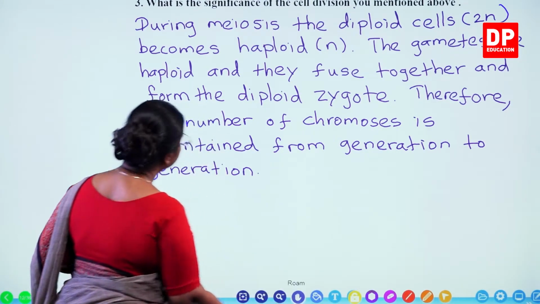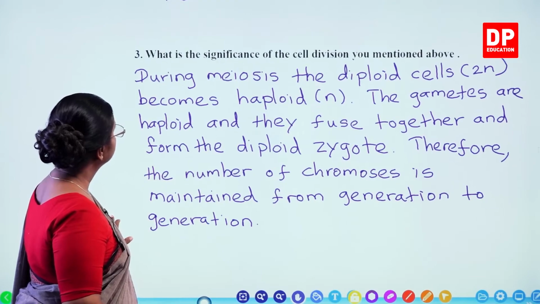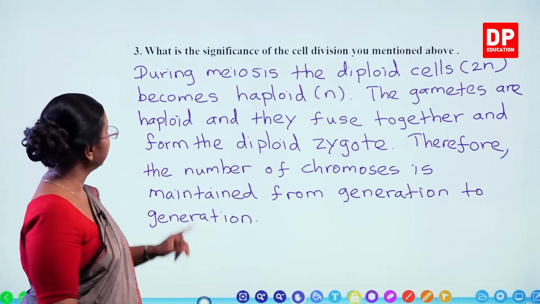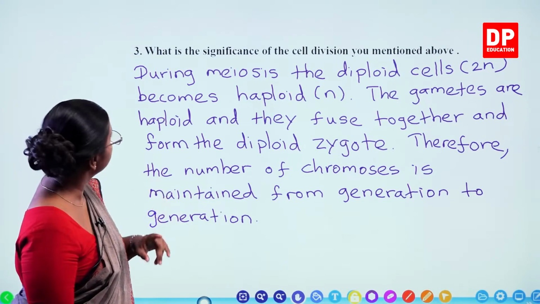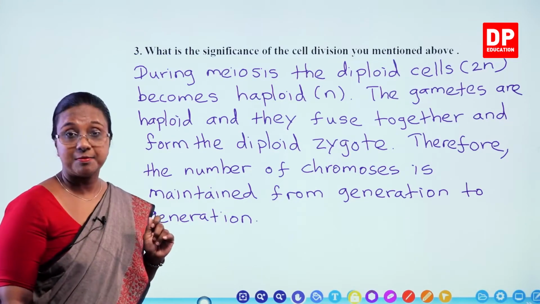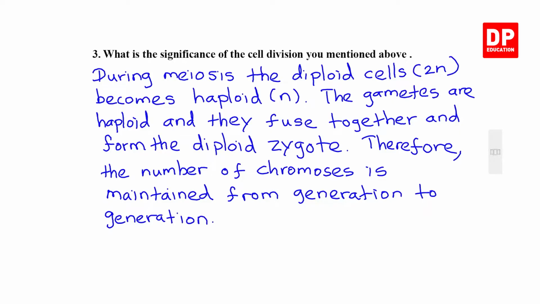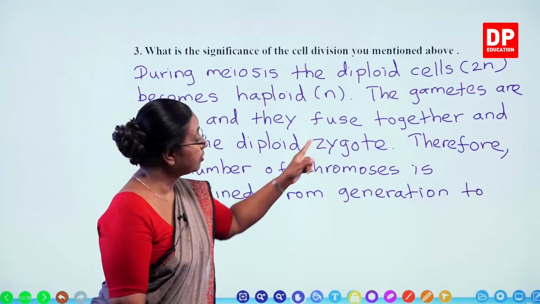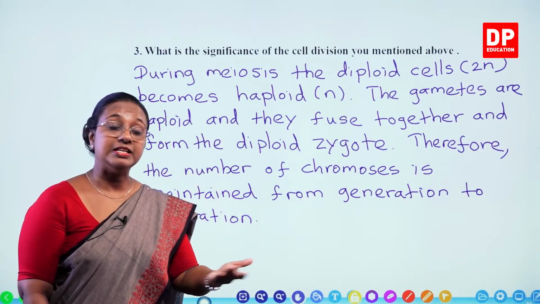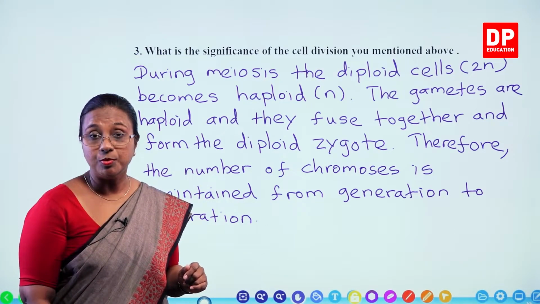So that is the significance. So it is meiosis that is taking place. During meiosis, the diploid cells, that is 2N, become haploid, N. The gametes are haploid and they fuse together and form the diploid zygote. Therefore, the number of chromosomes is maintained from generation to generation. Why? The zygote develops to form the fetus and thereafter the newborn child.